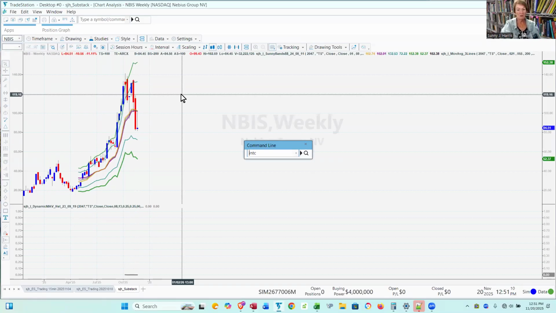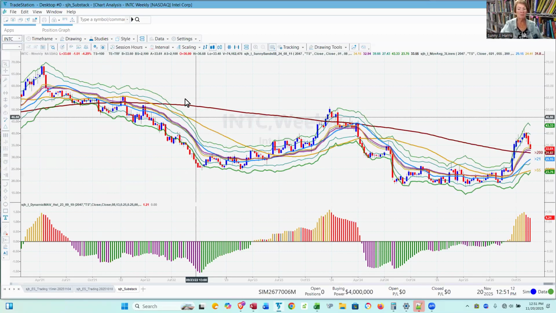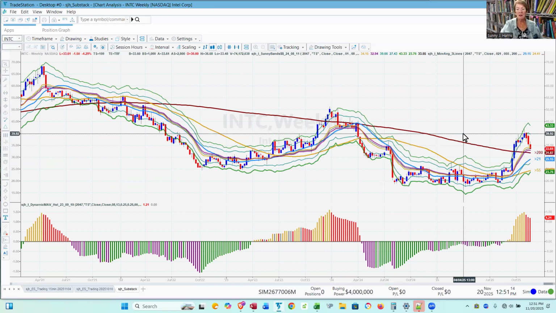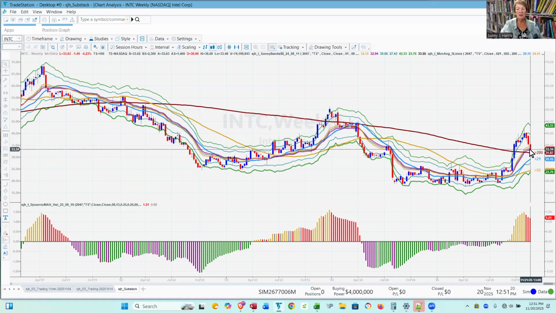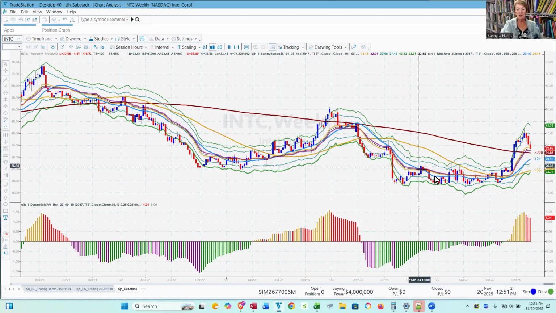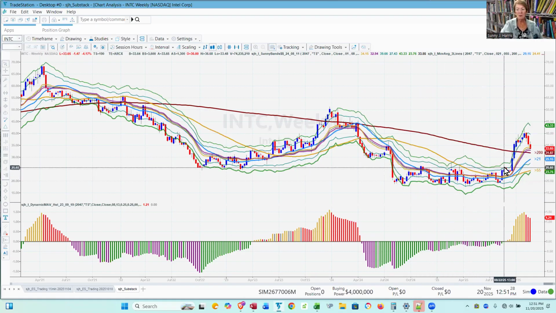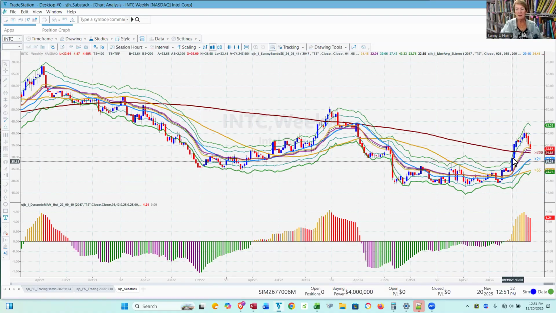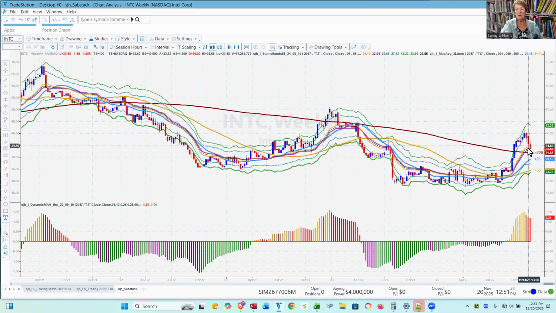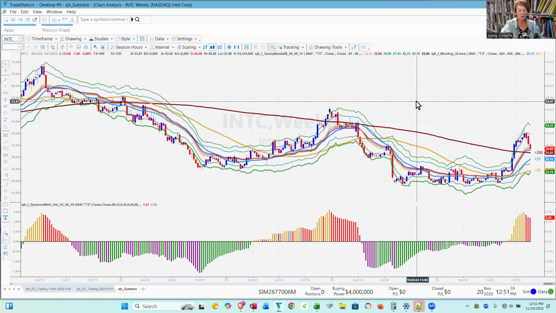INTC. There you go. That's what I thought you meant. Intel is INTC. And you notice how well these things come down and touch that DMA over and over and over again. They come up here, it's sideways around the DMA, sideways, sideways. Then it goes up a little while, then it bounces back down to the DMA, back up some more, back down to the DMA. That just happens over and over and over again.